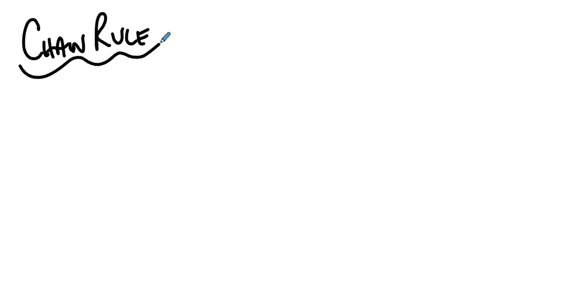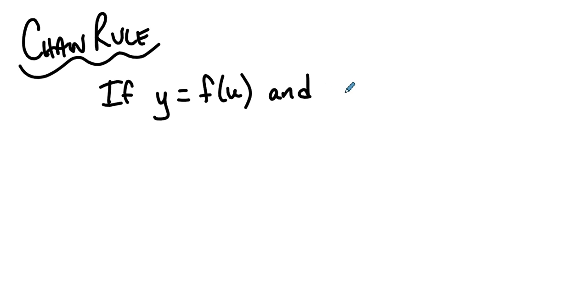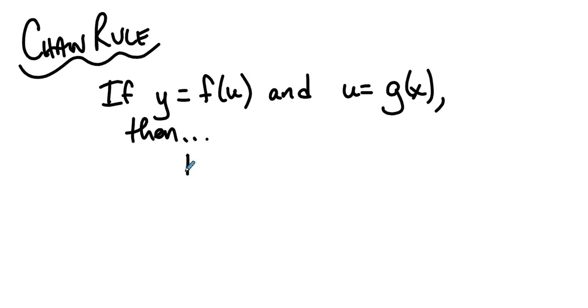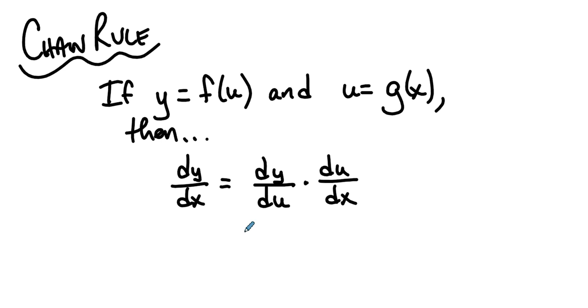And the chain rule says, if y is some function of u and u is some other function of x, then the derivative of y with respect to x, which is the thing we're normally trying to find, is the derivative of y with respect to u times the derivative of u with respect to x. Or we write it sometimes this way.